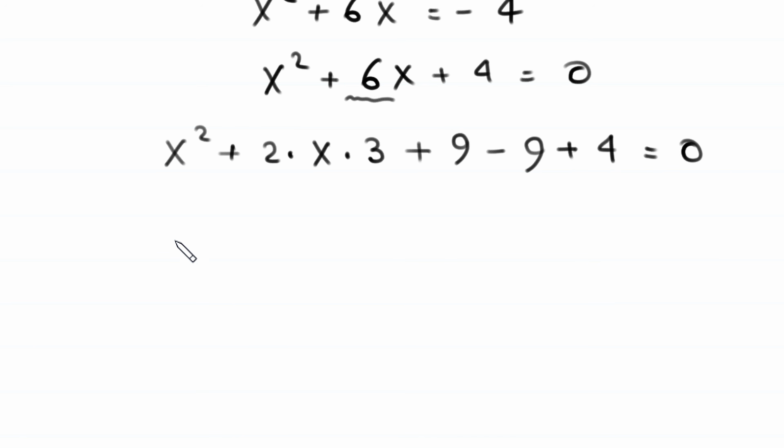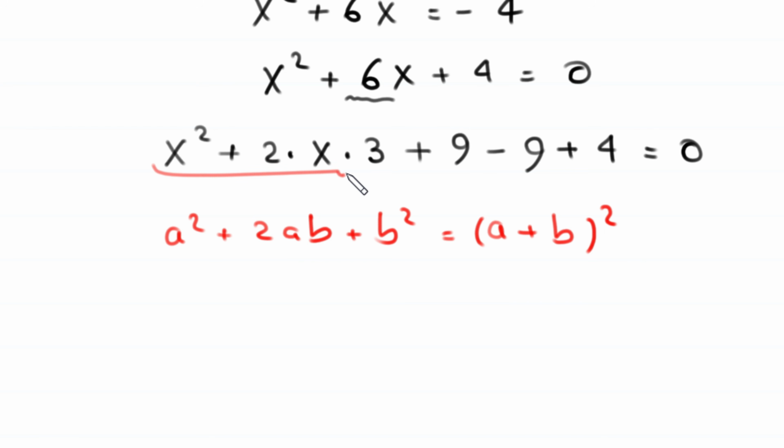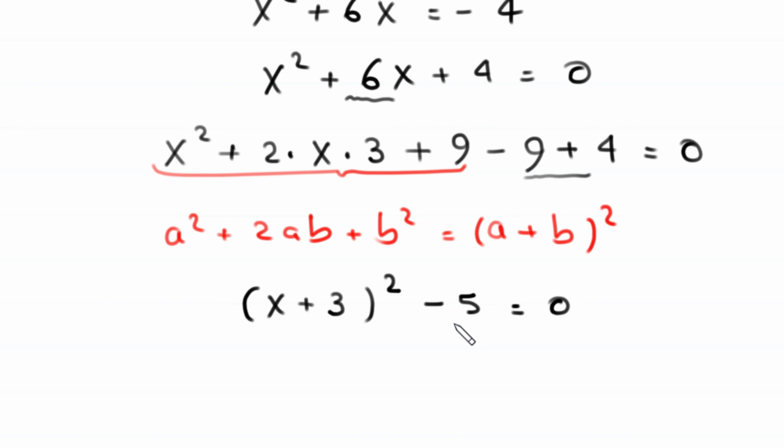By using this algebraic identity, a squared plus 2ab plus b squared equal to a plus b whole squared, this x squared plus 2 times x times 3 plus 9 will become x plus 3 whole squared, and negative 9 plus 4 will become negative 5, equal to 0. Move this negative 5 to the right hand side, this will become x plus 3 whole squared equal to 5.